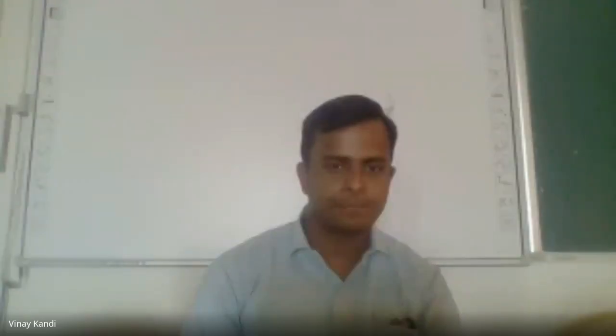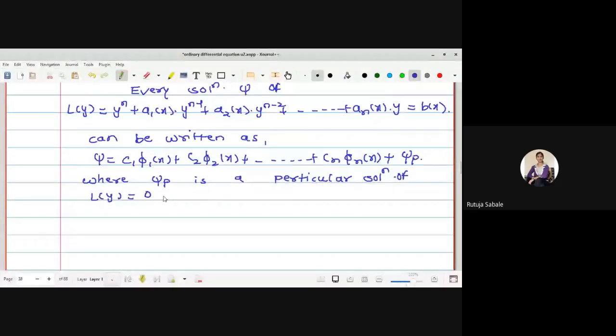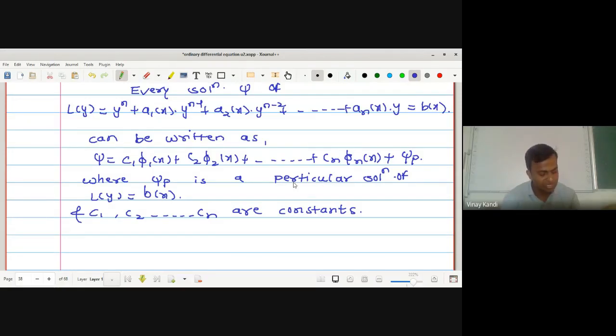Is it correct? Is the statement I wrote correct? No, sir. It should be b of x. L of y is equal to b of x. You all seem to be asleep. And c1, c2 up to cn are constants, with psi p the particular solution of L of y equal to b of x.